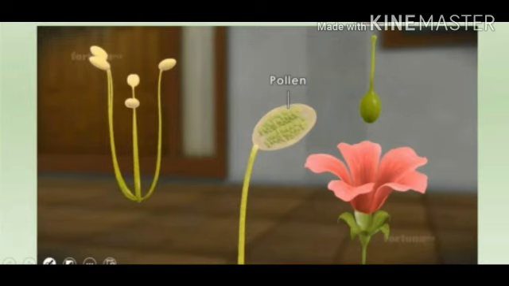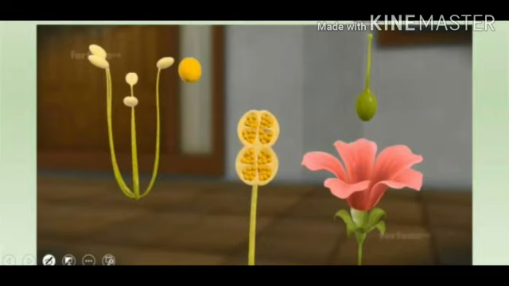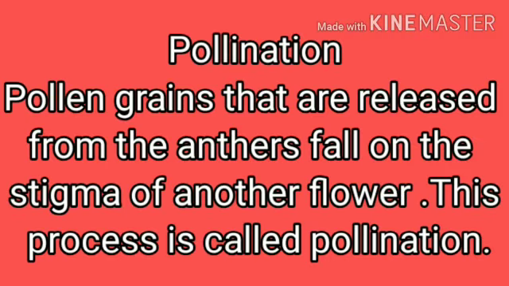Now see this figure. This figure shows how pollen grains are released from the anther. Now we will see in detail. Pollen grains that are released from the anthers fall on the stigma of another flower. This process is called pollination.